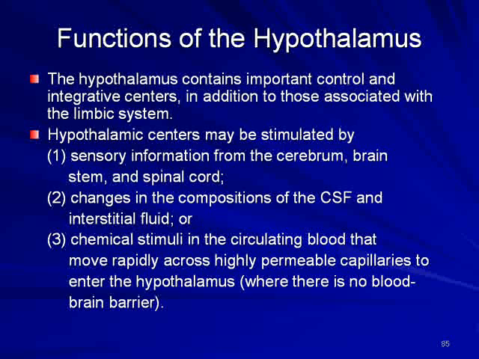So what are the functions of the hypothalamus? I would be familiar with these. The hypothalamus receives sensory information from the cerebrum, the brainstem and spinal cord, and detects changes in the composition of cerebrospinal fluid, interstitial fluid, and chemical stimuli in circulating blood that move rapidly across highly permeable capillaries and enter into the hypothalamus, where there is no blood-brain barrier.